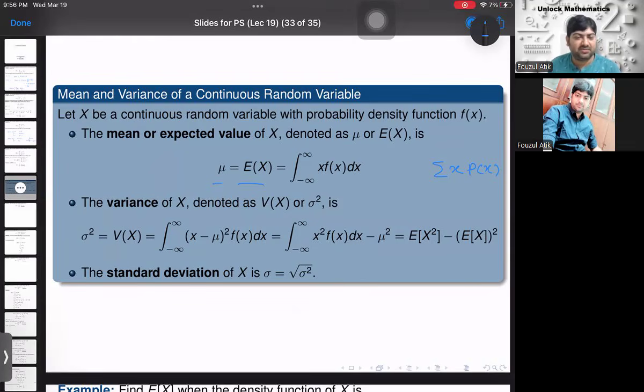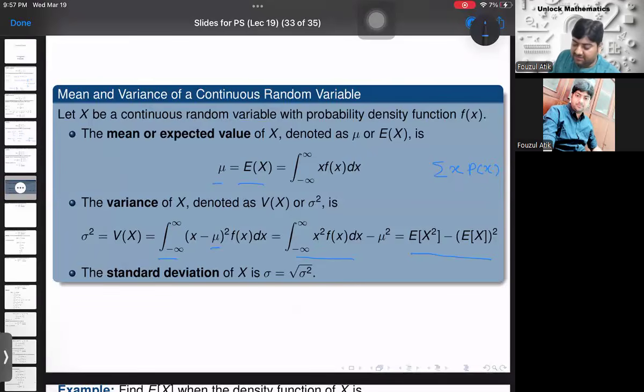So once your expectation is defined, you can find its variance. The variance, or sigma square, you can denote it as minus infinity to infinity (x minus mu) whole square f(x) dx, where mu is the expectation. And then we know one working formula for the variance, and in this case also it is the same: expectation of x square minus expectation of x whole square. So the definitions of mean and variance are almost similar, but in this case it is integration instead of summation.